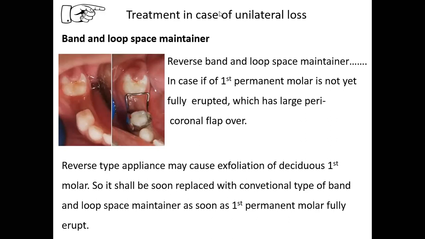Okay, if you see properly, you will find that this tooth is banded and this framework is lying over the 6. This is the reason we are calling it a reverse one. I'm going to show you the picture.